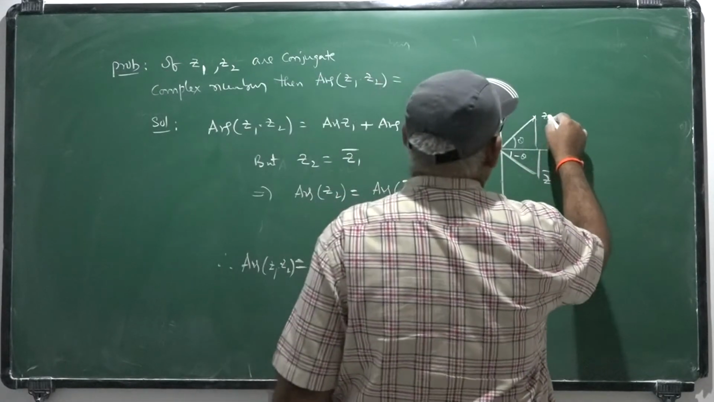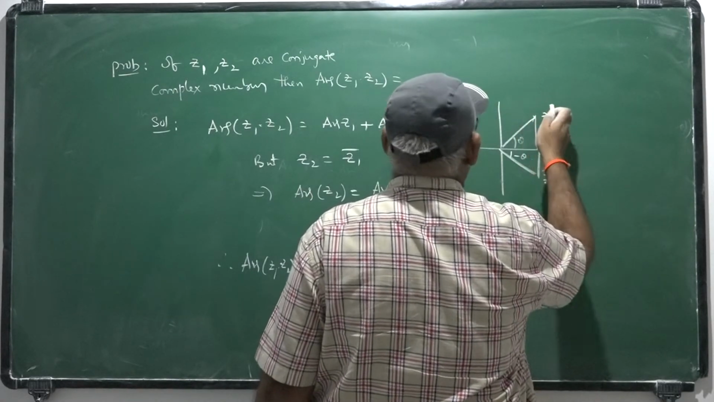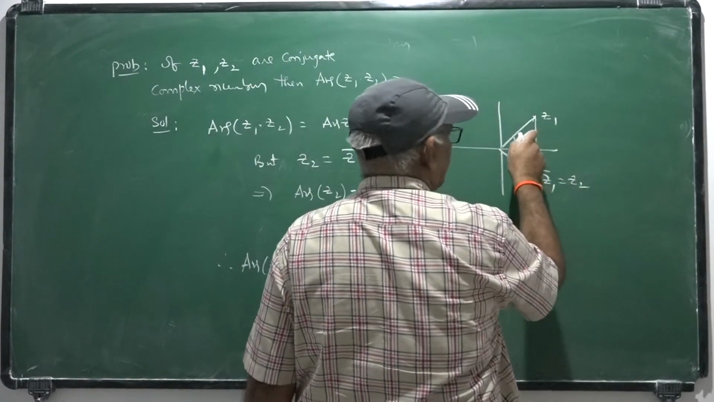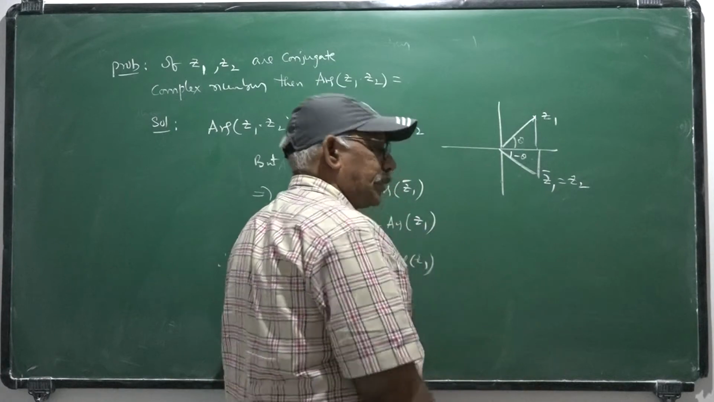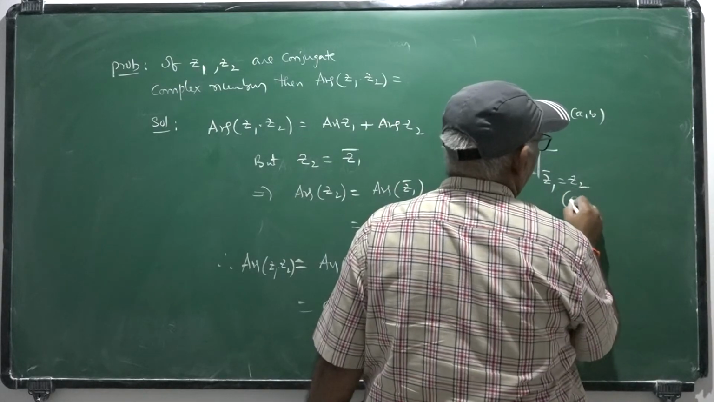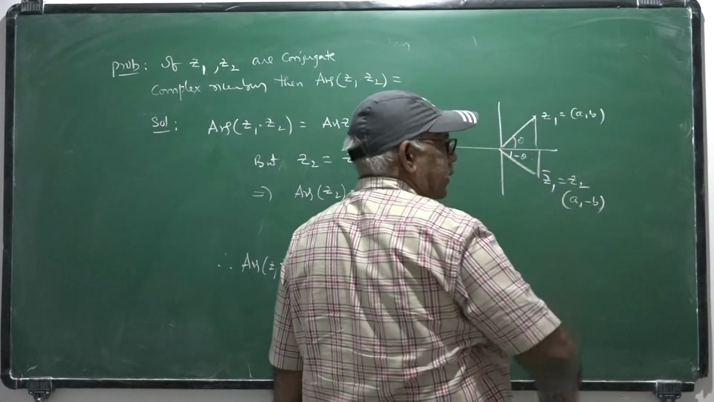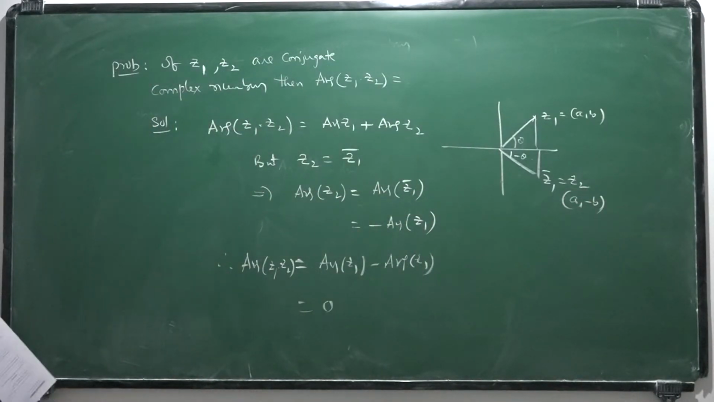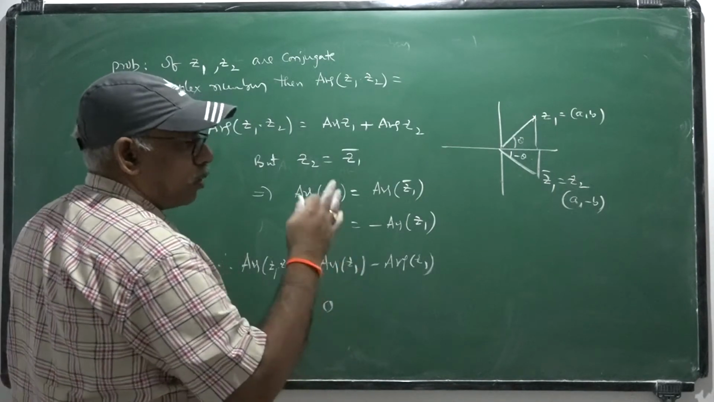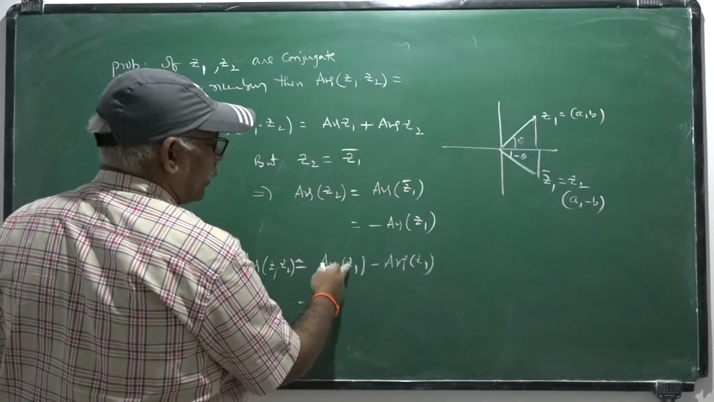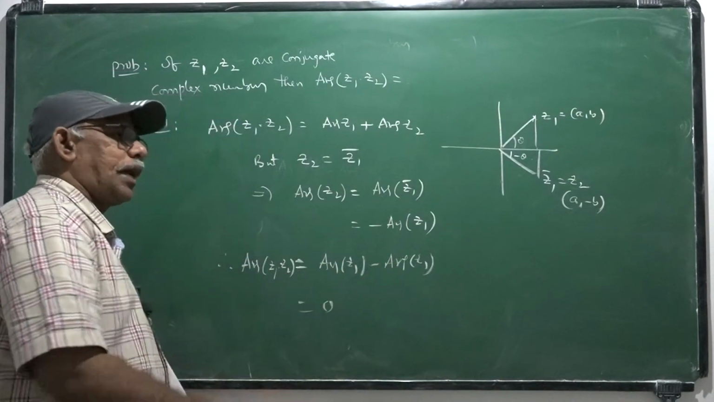This is Z1. Once this is Z1, its conjugate is Z1 bar. Once the argument is theta, its argument is minus theta, because once this is (A, B), this is (A, minus B), the mirror image about the x-axis. So the argument is theta, then its conjugate's argument is minus theta. Or you can say like this, argument of n pi into argument of Z1 minus argument of Z2. You can take like that.